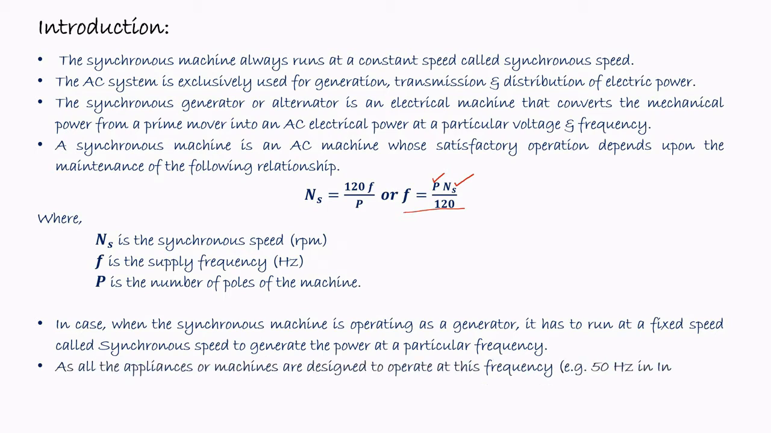As all the appliances or machines are designed to operate at this frequency, that is 50 Hz in case of India, that's why the synchronous generator is preferred to produce electrical energy in different power stations.